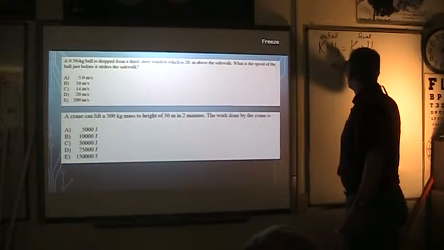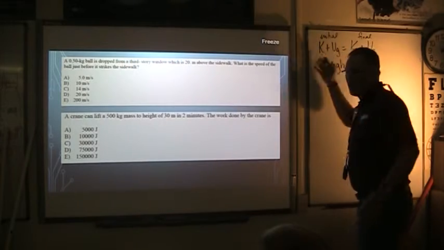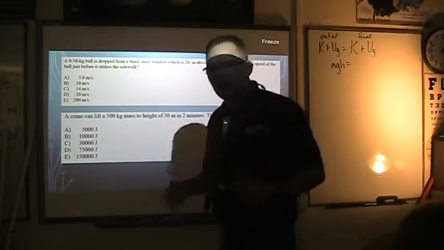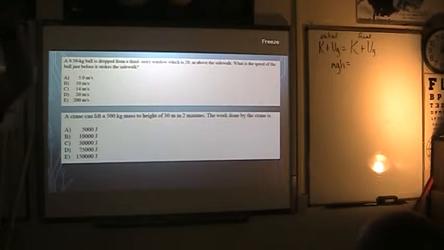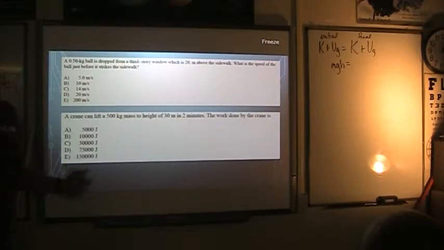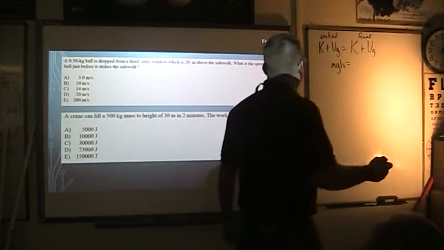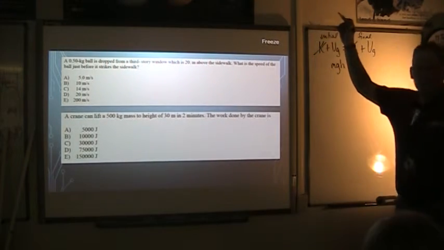So MGH is potential. What about kinetic? What's the kinetic at the very beginning? Zero. How do you know? Because it's at rest. Is the object moving? No. So kinetic at the very beginning is zero.